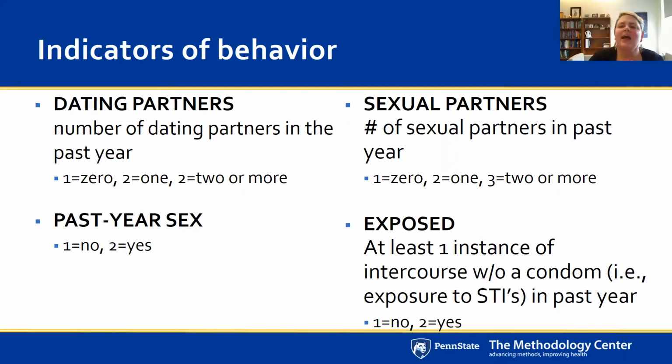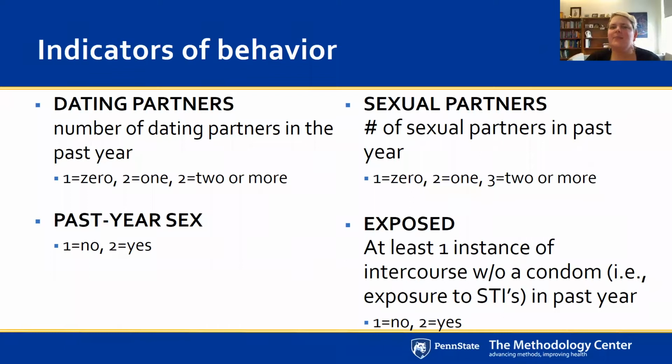And I like this example because people often ask me in LCA or in LTA, can I only use binary indicators? And the answer is no, you can use indicators with more categories than just 2. And so this example is going to show you what these models look like when you have more than 2 classes, when you use indicators with more than 2 levels, and when you use at least 4 indicators.